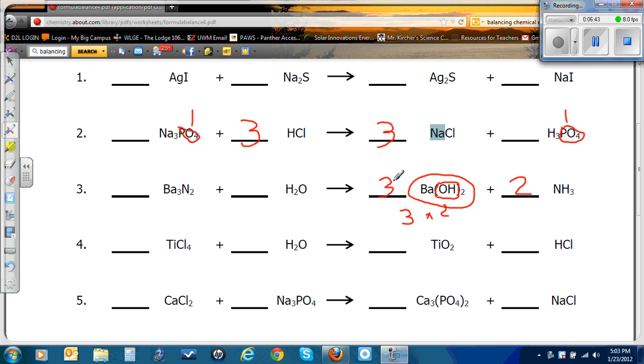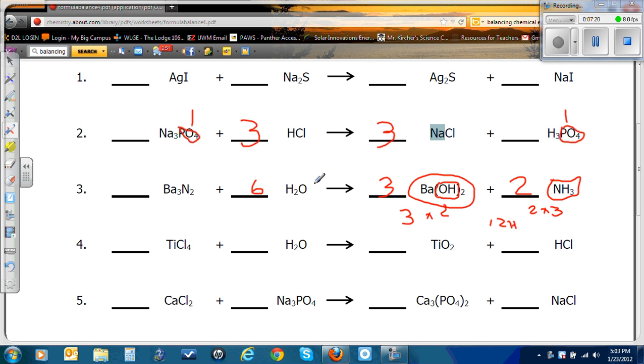So with a coefficient of 3 and the subscript of 2, we now have 6 hydrogen on this side, plus another 6 hydrogen from here, because again, this coefficient of 2 applies to this whole compound, and with a subscript of 3, we have to multiply 2 times 3. So we have 6 plus 6, we have 12 hydrogen on this side. Okay, so to go back and balance this now, we need a 6 here.